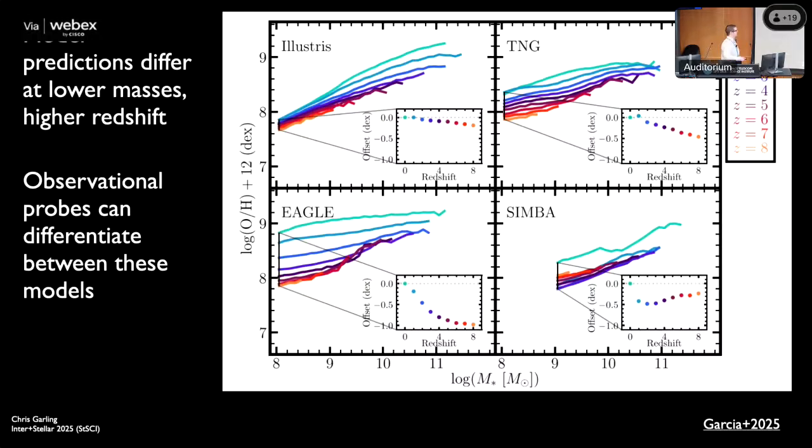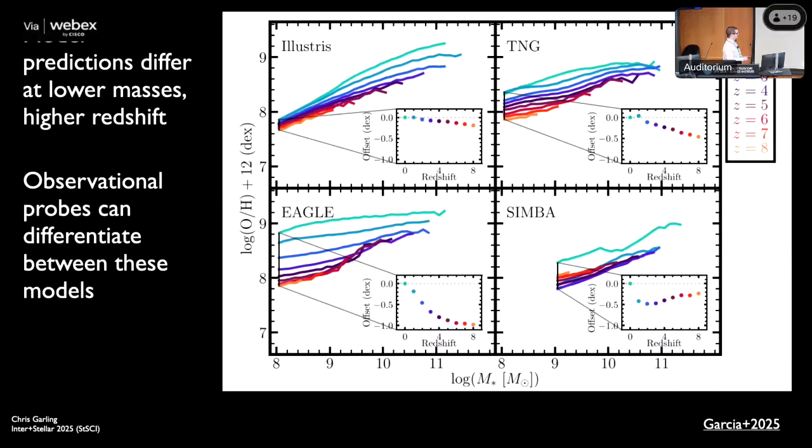What I'm showing here is a nice figure by Alex Garcia, who's a grad student who works with Paul. These are 4 different cosmological simulations run with different feedback prescriptions. They don't all produce the exact same redshift 0 result, but much more significant is the variation they predict both at low stellar masses and in the redshift evolution. The lines are colored by the redshift of the MZR, and then there's this inset that shows the offset from the present day value for each of these redshifts.